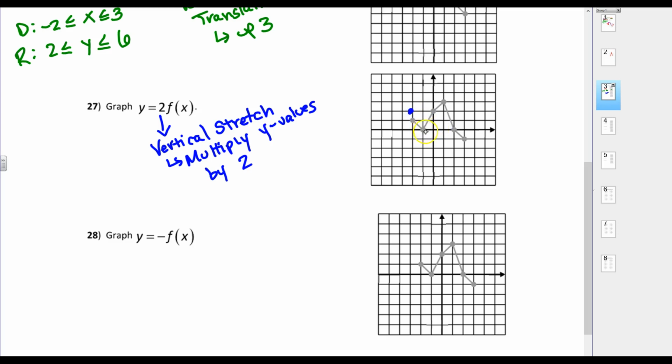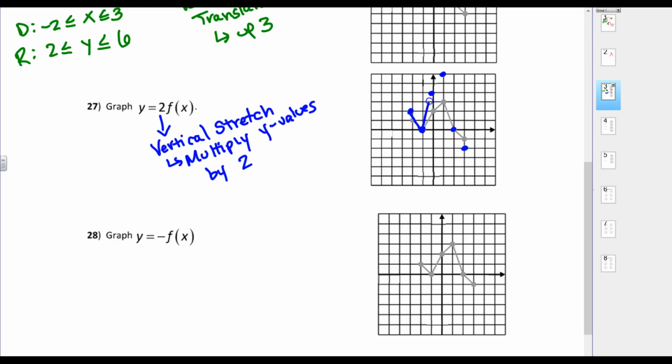Here, my x value is -1, which doesn't change. My y value is 0. Well, 0 times 2 is 0, so it stays right there. X value is 0, doesn't change. Y value of 2 becomes a y value of 4. My x value of 1 doesn't change, but my y value of 3 becomes a y value of 6. Again, we have another y value of 0, so it doesn't change. And then I've got an x value of 3, a y value of -1. So that -1 now is going to be multiplied by 2 to become -2.